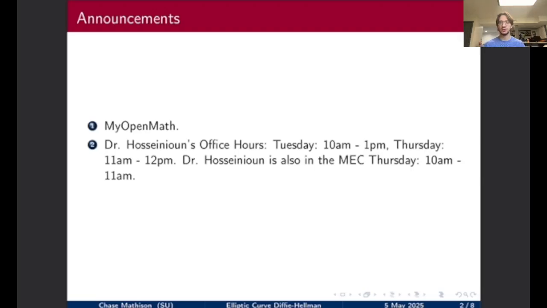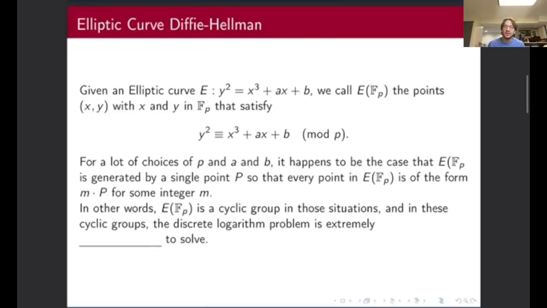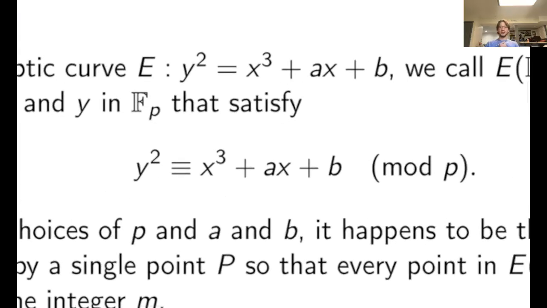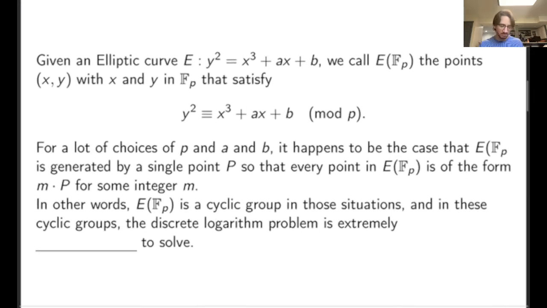Okay, so that's that. All right, so we want to talk about the elliptic curve Diffie-Hellman key exchange. Given an elliptic curve E, which is y squared equals x cubed plus ax plus b, where again a and b satisfy that 4a cubed plus 27b squared is not equal to 0, that's an elliptic curve. We're going to call E of Fp the points (x, y) with x and y in Fp that satisfy this equation, but mod p. So that's the elliptic curve over the finite field Fp.